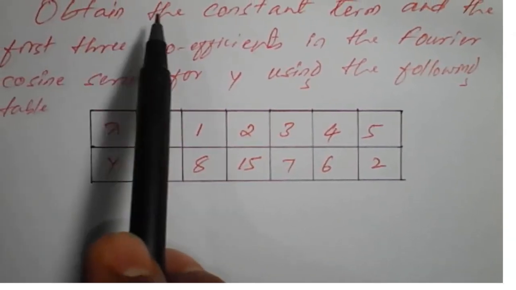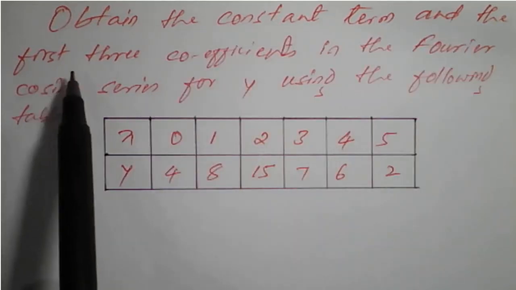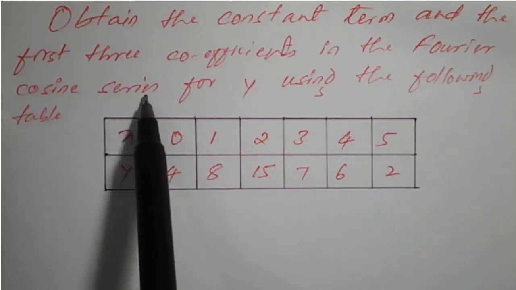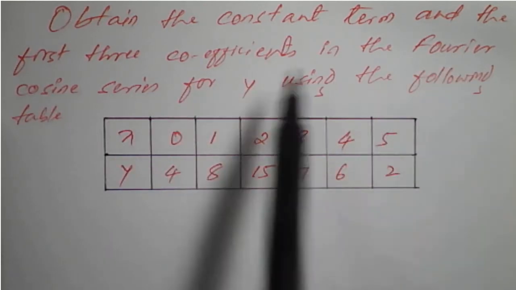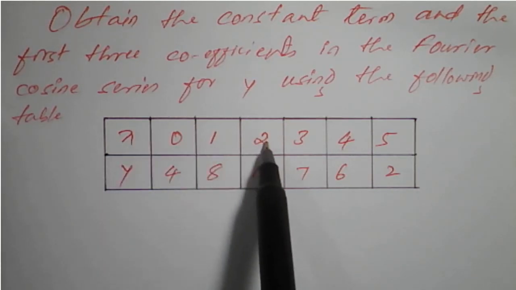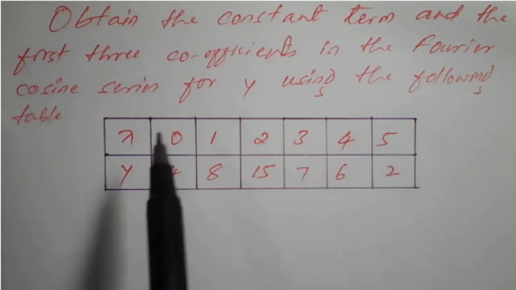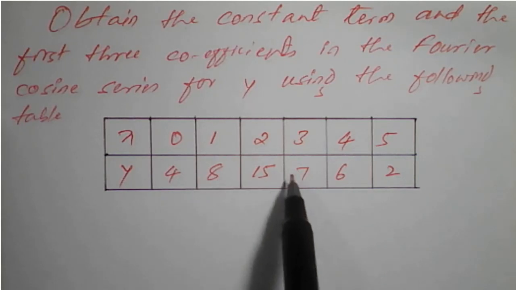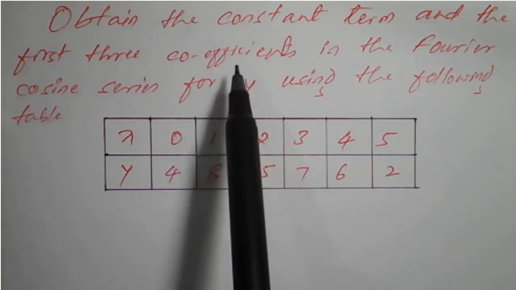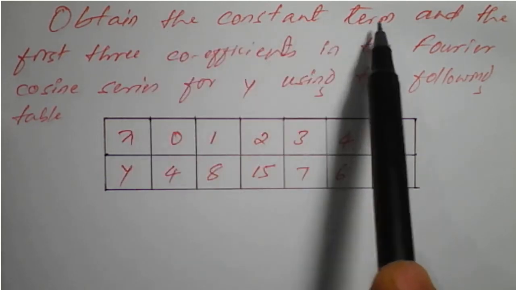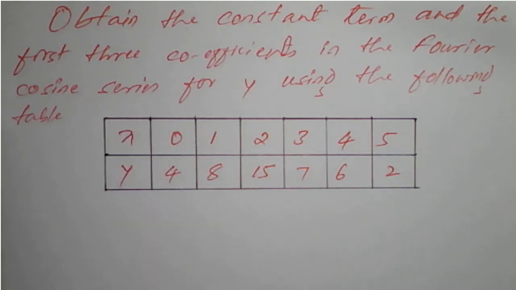The problem is: obtain the constant term and the first three coefficients in the Fourier cosine series for y using the following table. The values of x are 0, 1, 2, 3, 4, 5 and the respective values of y are 4, 8, 15, 7, 6, 2. So in the question, we need to find the constant term and the Fourier cosine series.